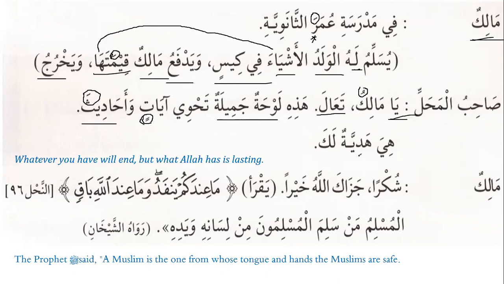Here, hadiyatun lak. This is a gift for you. So here hadiyatun is mubtada, lak is khabar, jar majroor. I feel it is not mamnoon, Ustad. Hadith, of course, is on the pattern of mafa'ilu. Here it is mansub because it is used as maf'ul bihi. Because tahwi is fail plus file, and then it has maf'ul bihi, which is ayatin.